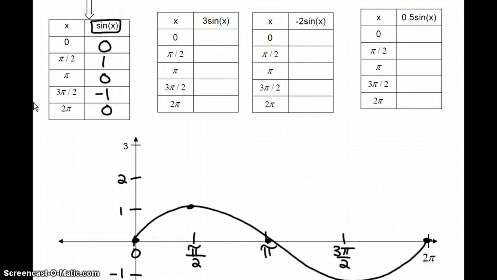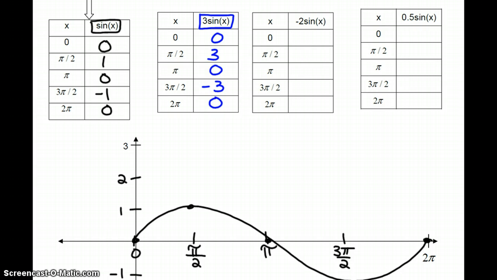3 sine of x. The only thing that changed is that there is now a 3 in front of sine. So I'm still going to find the sine of 0, the sine of pi over 2, the sine of pi, except I want to multiply each of those values by 3. So I can refer to my original parent graph, my sine of x table, and just take all of my outputs, multiply it by 3. 0 times 3 is just 0. 1 times 3 is 3. 0 times 3 is 0. Negative 1 times 3 is negative 3. 0 times 3, again, is just 0.